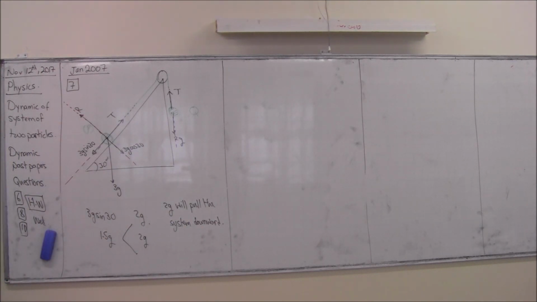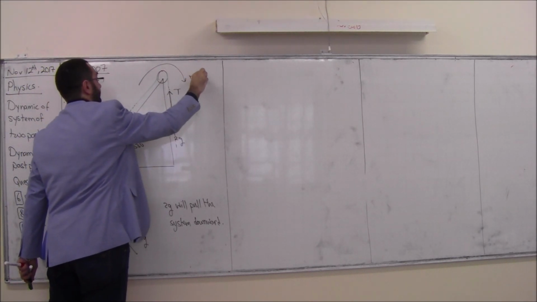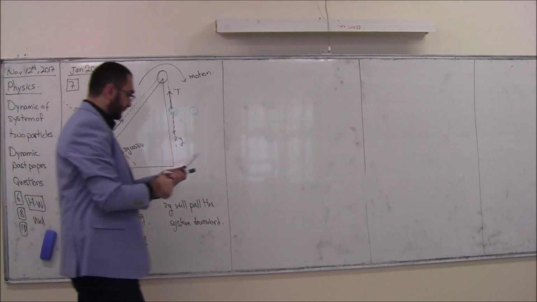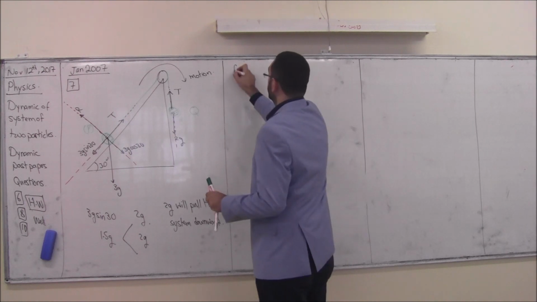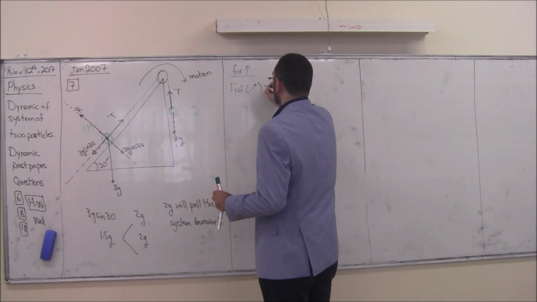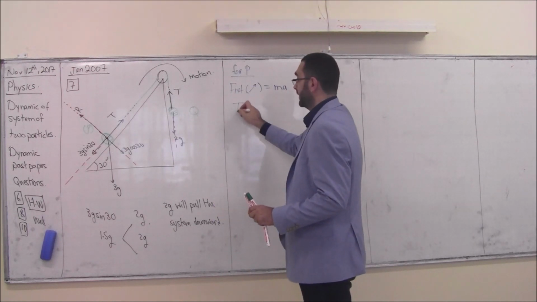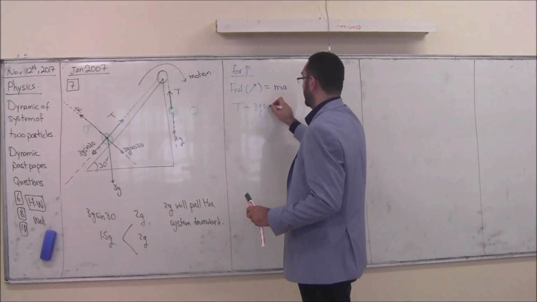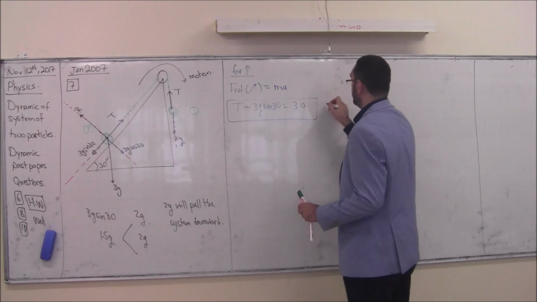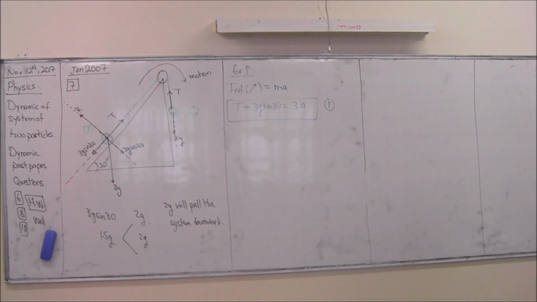Any question, guys, about this? So where is the motion now in this way? This is the motion. As usual, for P, F net up the plane equals what? MA. Right? F net up the plane equals MA. T minus 3G sine 30 equals 3A. This is the equation of motion for particle P.